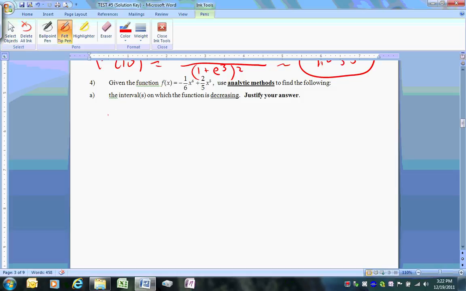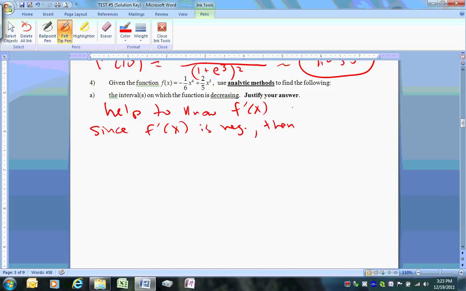So it would help to know the derivative. And the reason why that would help is because if f prime x is negative, remember that means you're going to have tangent lines with a slope that is negative, that would imply that you have a falling function or decreasing function.